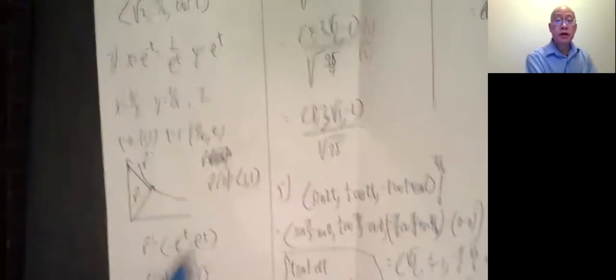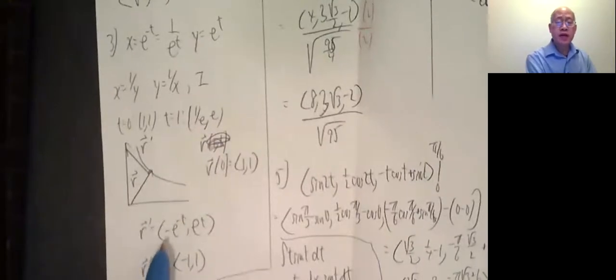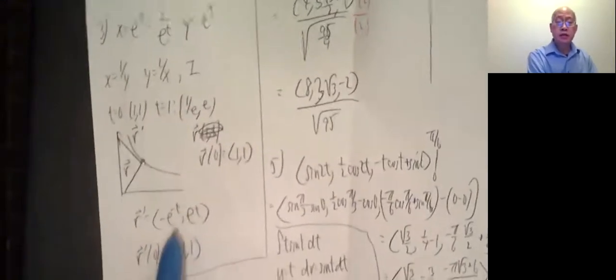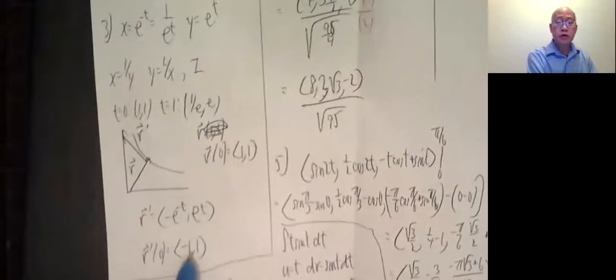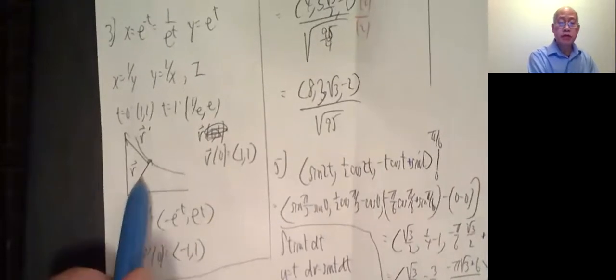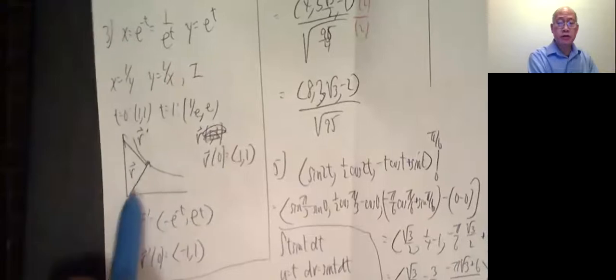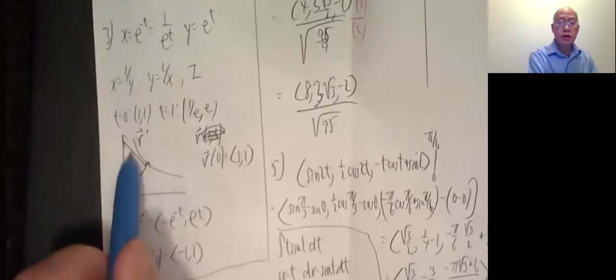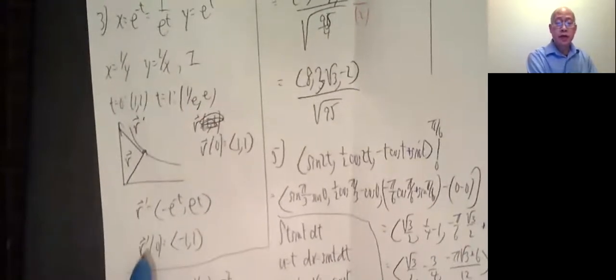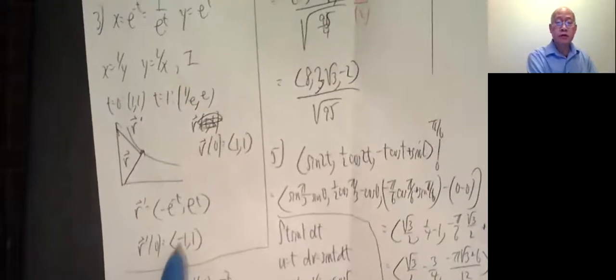Then r prime is negative e to the negative t, e to the t. Plug in 0, you have -1, 1. So here is a position vector, 1, 1. And there's r prime, the tangent vector, -1, 1. So it looks like so.